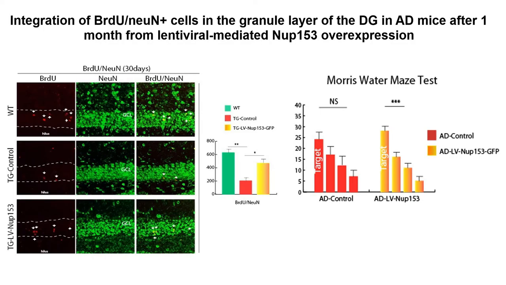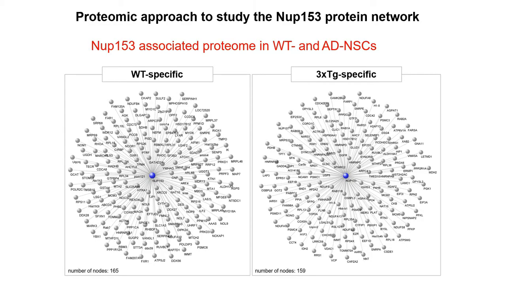Then we studied NAP153 associated proteins through proteomic analysis, and we found several common proteins associated with wild type and AD neural stem cells, but also specific proteins associated in wild type or in AD neural stem cells. Performing the gene ontology analysis on wild-type neural stem cells, we found that NAP153 is associated with proteins involved in RNA biogenesis, processing and transport, nuclear import-export, gene regulation, chromatin remodeling, and mitochondrial regulation.